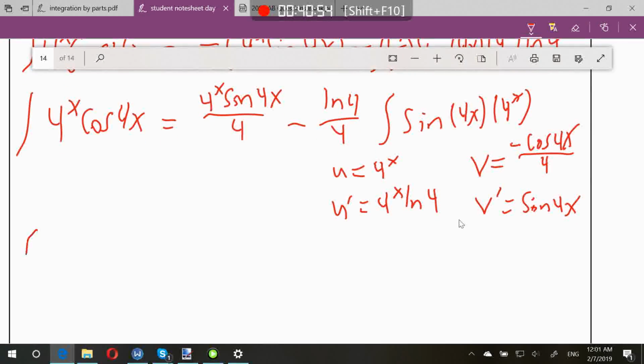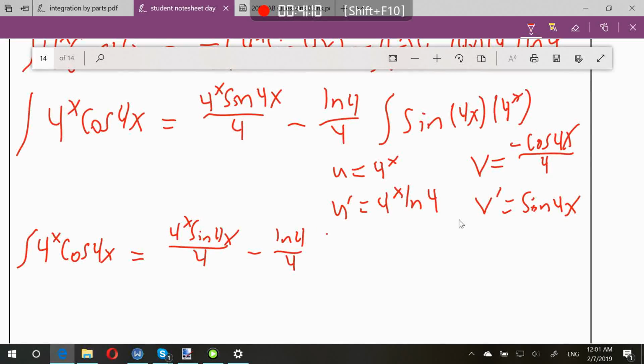Okay, I have the integral of 4 raised to the x cosine 4x is equal to 4 raised to the x sine of 4x over 4, minus ln 4 over 4 times all of uv, negative 4 raised to the x power cosine 4x over 4, minus the integral of u prime v.